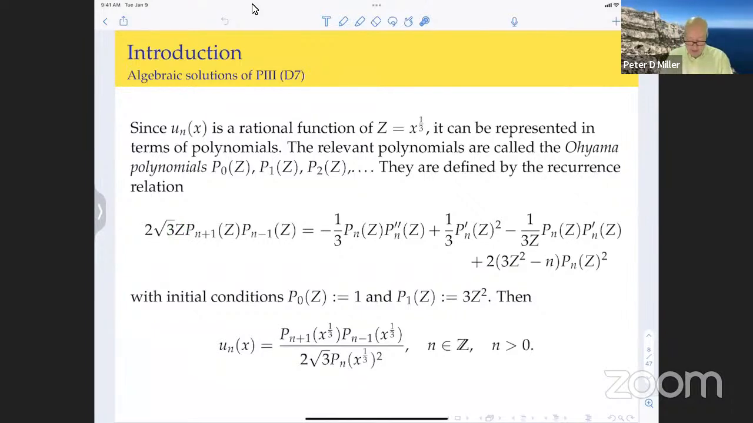Okay, so with that fact, we can represent the u_n function as a ratio of Umemura polynomials in such a way. So we put P_{n+1} and P_{n-1} in the numerator and a constant times P_n squared in the denominator. So I guess this means that all of these functions actually have double poles. That's what it means because of the factor 2 here.